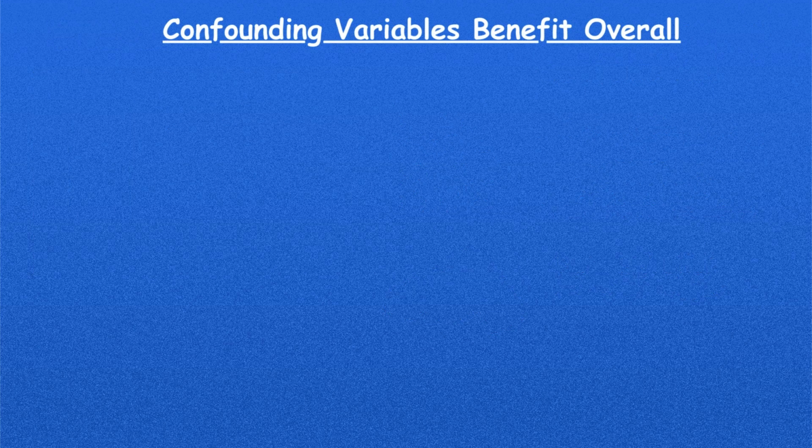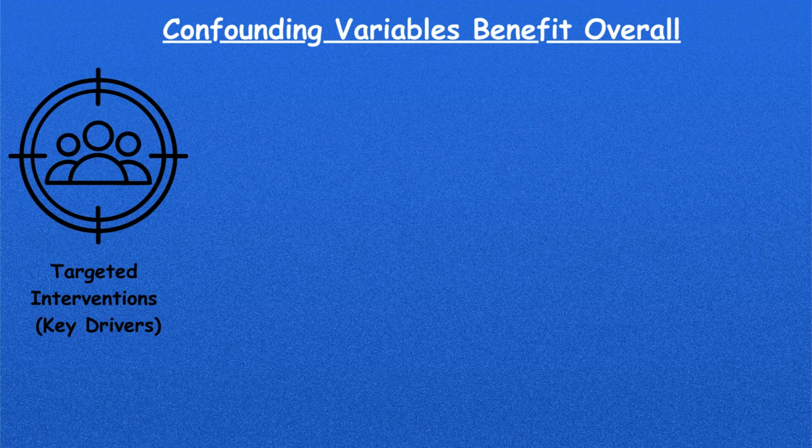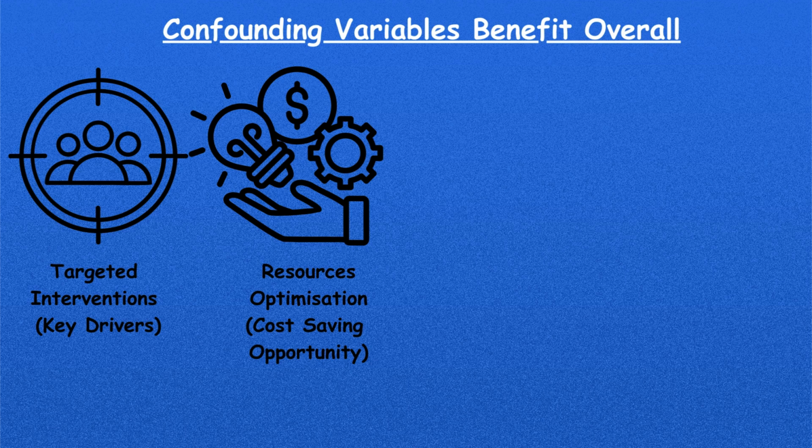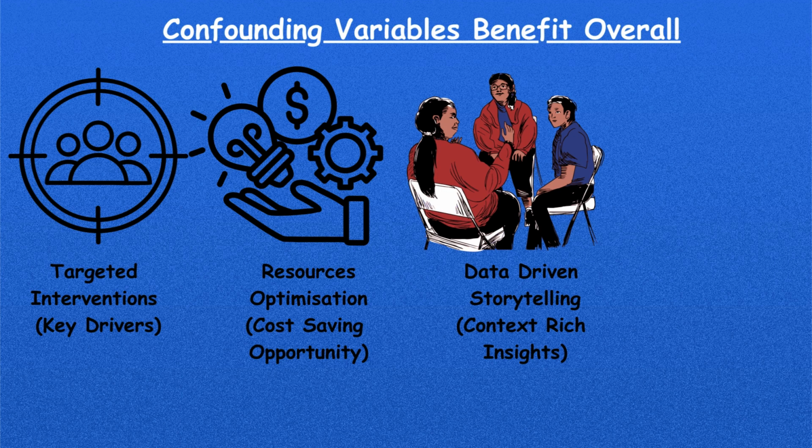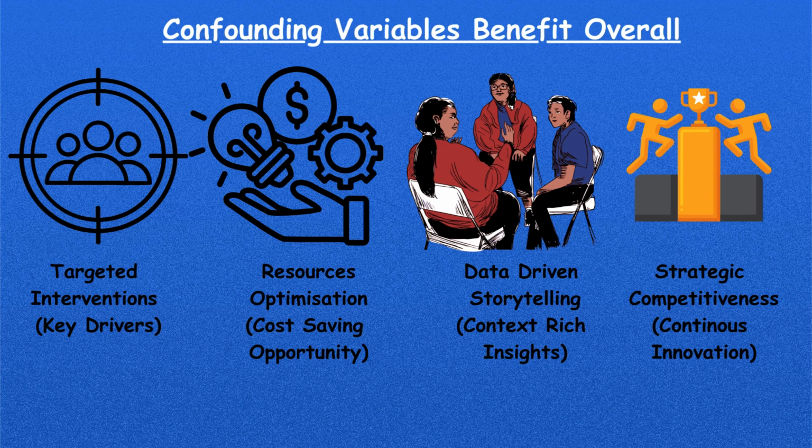Effective management of confounding variables enhances business decision-making in several ways. First, targeted interventions: identifying key drivers of outcomes enables focused improvements. Second, resource optimization: avoiding costly misallocations by addressing root causes. Third, data-driven storytelling: providing context-rich insights fosters stakeholder trust and understanding. Fourth, strategic competitiveness: data sophistication drives informed innovation and market leadership.